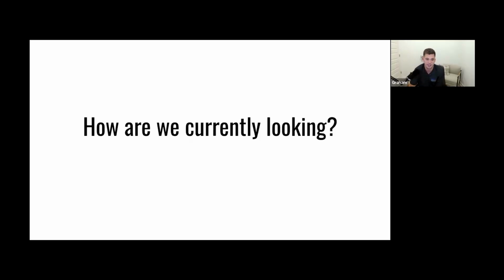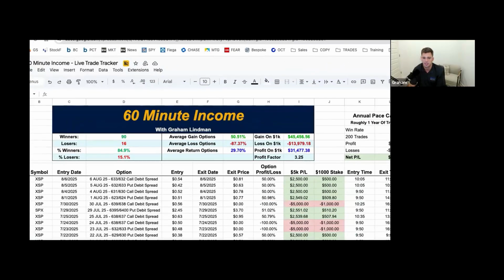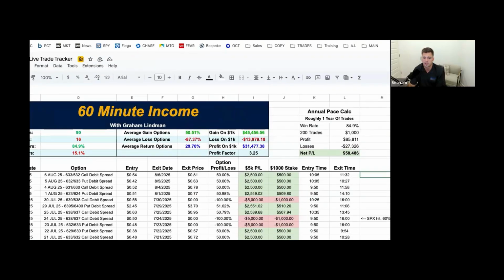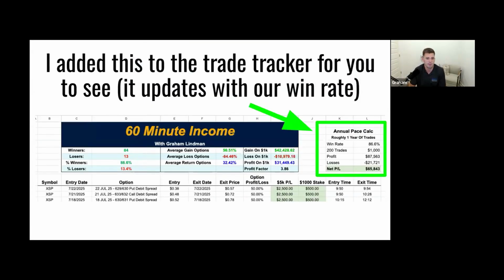So I'm very excited. So again, I added that to the trade tracker so you can see at any given time. It does update automatically. So as the win rate improves, or if the win rate goes up, this number will go up. If the win rate goes down, this will adjust automatically. So you can always get an idea of what our annual pace looks like in the members portal.